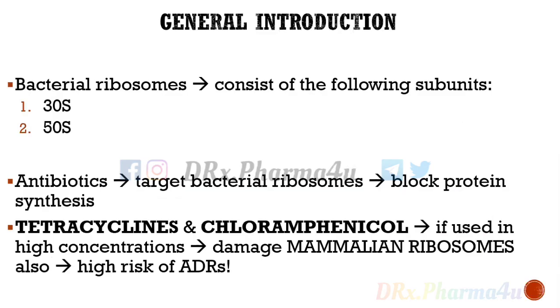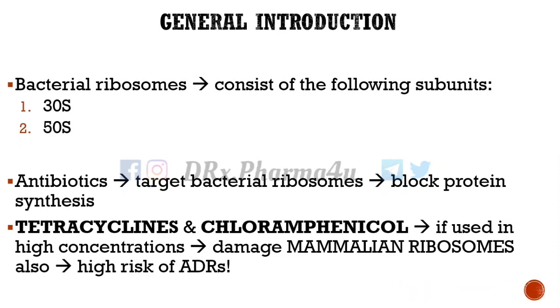So basically, the major difference between bacterial and mammalian ribosome is that mammalian ribosome is 40S and 60S. You know very well that ribosome is a cell organelle which helps in protein synthesis. But bacterial ribosome consists of two subunits. The upper subunit is called 30S and the lower subunit is called 50S. So that is why we have some antibiotics which target the ribosomes, and therefore they prevent protein synthesis.